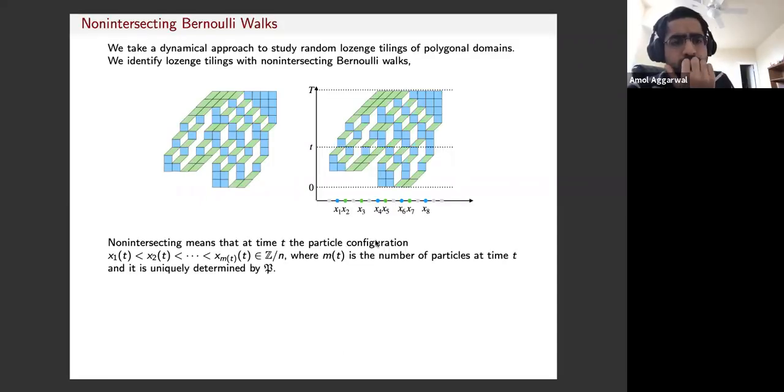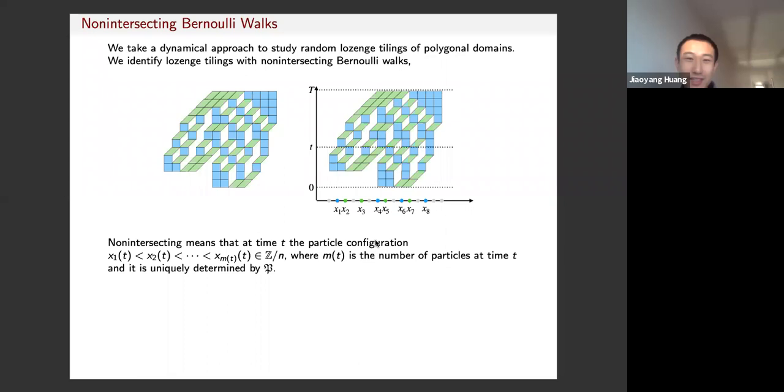So yeah, let me just explain the proof ingredients. Here we take a dynamical approach to study the random lozenge tilings of those polygonal domains. We identify them with non-intersecting Bernoulli random walks. For this picture, you can have particles start from different locations, but all of them end at time capital T. You start from time 0 and everything ends at capital T.